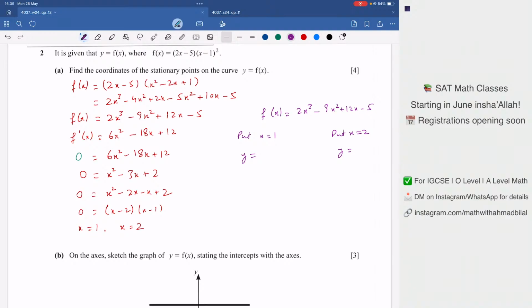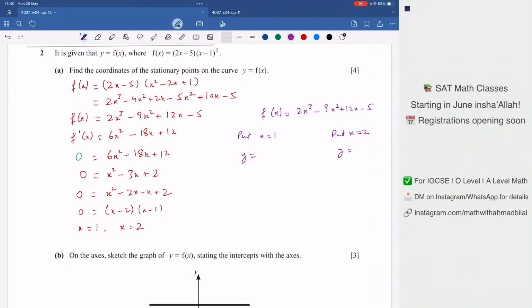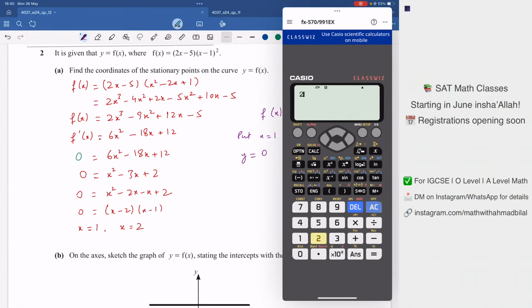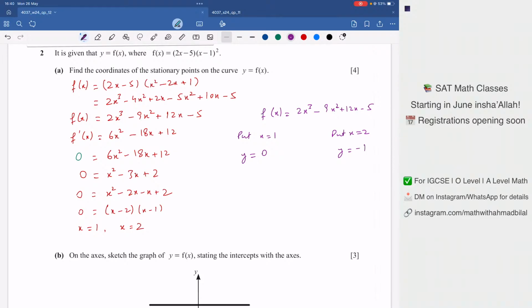Okay, so what happens when we input x equals 1? We could just do that mentally as well. 2 plus 12 is 14. 14 minus 14, that's giving me 0. So when x is equal to 1, y turns out to be 0. When x is equal to 2, what about that? Let's just input that to be sure. 2 into 2 cubed minus 9 into 2 squared, which is 4, plus 12 into 2 minus 5, and that's giving me minus 1. That's the other point that we're getting. So one stationary point is (1, 0), and the other stationary point is (2, minus 1). And that's what we were looking for. These are the coordinates of the stationary points of this function.